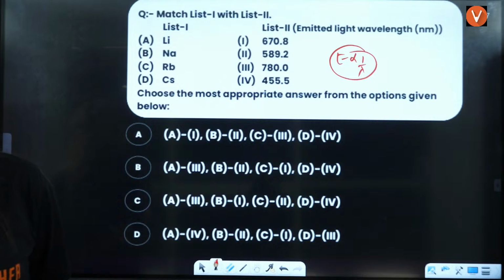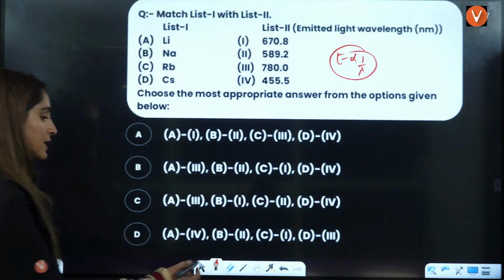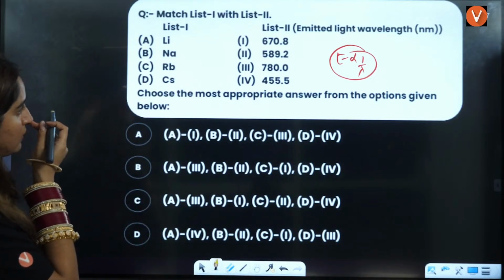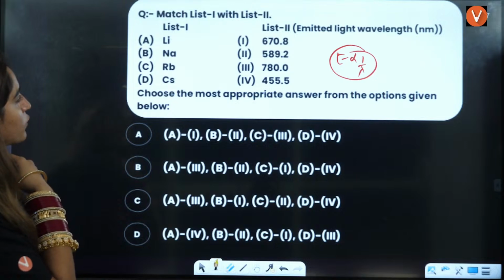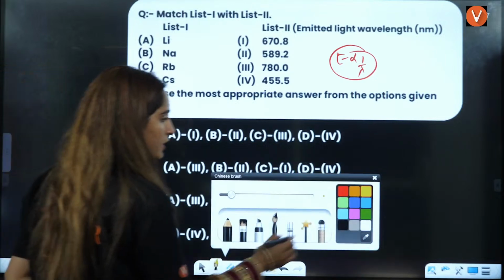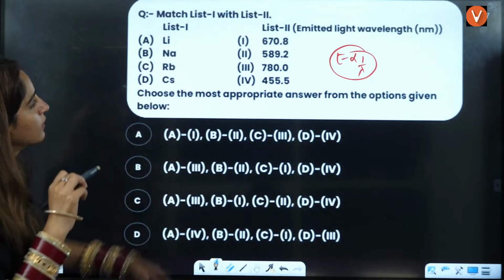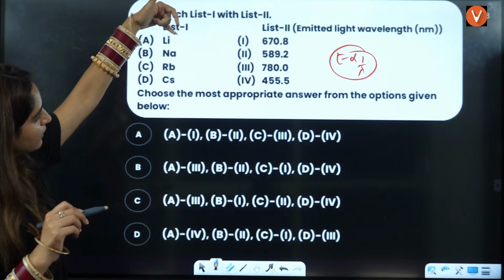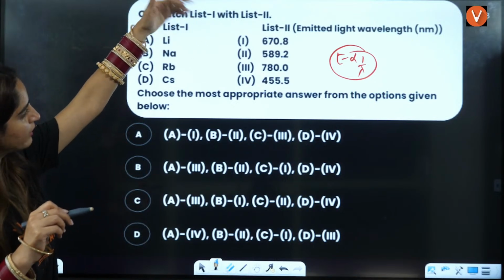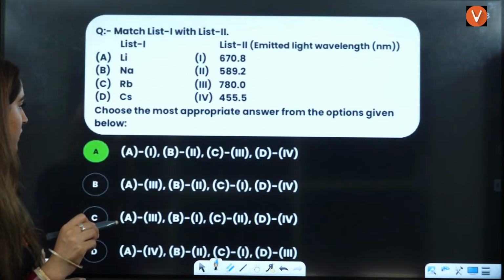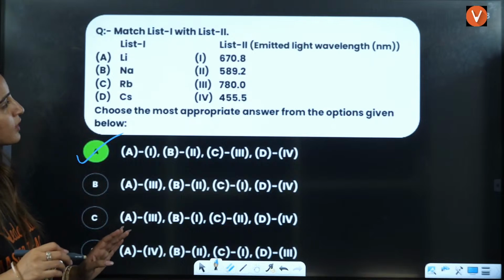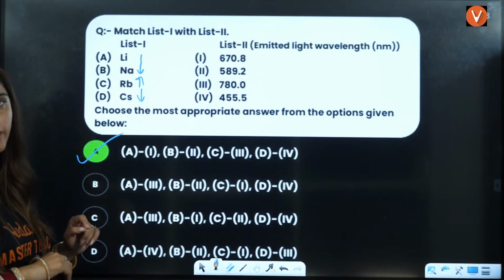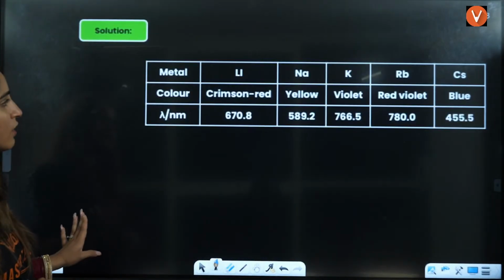Energy is inversely proportional to wavelength, right? So basically, lithium is going to decrease, but rubidium will be the opposite. Here it will be a decrement. Lithium is 670, sodium 585, rubidium is 780, so I think the answer should be A. Yes, A is the correct answer, as you can see. Firstly it is decreasing, then it is increasing, then again it is decreasing. This is what we can see with the lambda values.